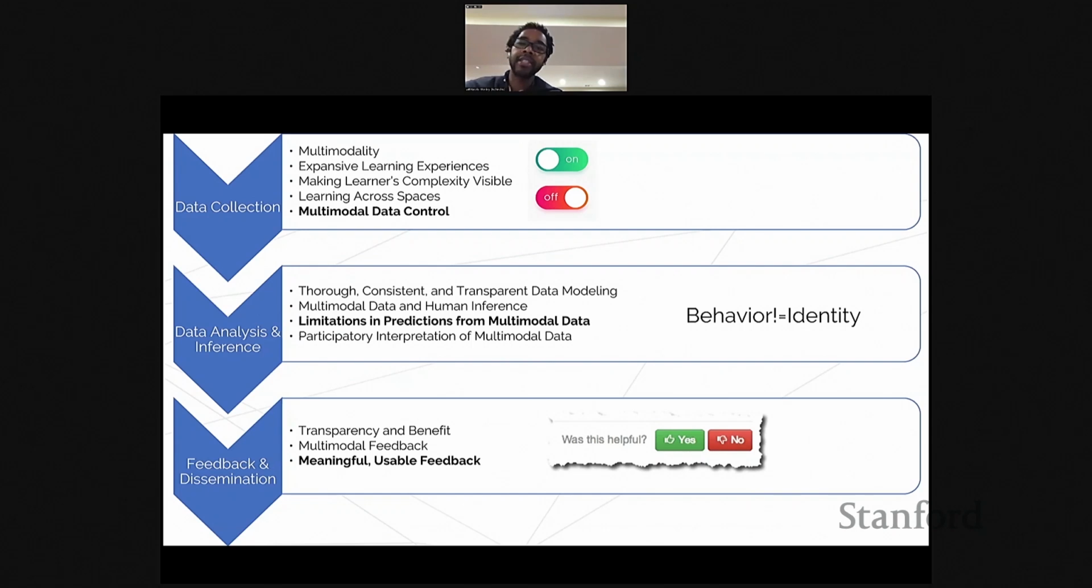And then lastly, as it relates to feedback and dissemination, one of the commitments is really to providing meaningful, usable feedback to participants. And this is not to say that we're not interested in growing theory. It's to say that there are important ways that we can grow theory alongside actually providing usable and useful information to the participants in the studies that we end up having.